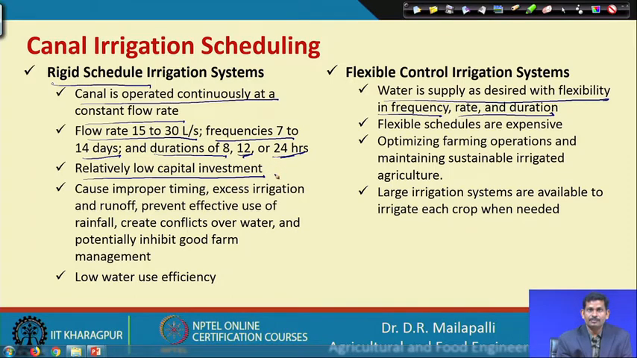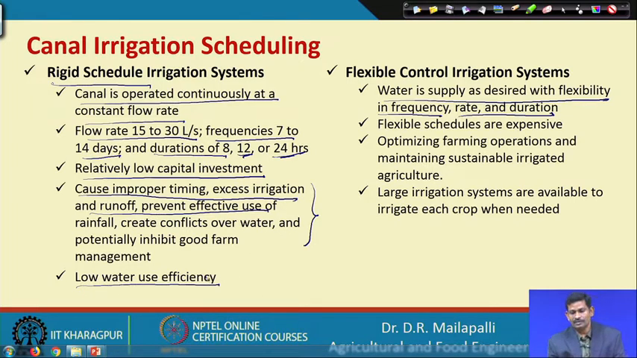That is why this is a rigid schedule, and it has relatively low capital investment, since the flow rates and supply times are already predefined. But it causes improper timing, excess irrigation and runoff. This is the main drawback of this system. Since you are not noticing the demand, you are supplying at a constant rate and specific time, so the water you release may not be utilized by the farmer at the farm level. That is the main reason for low water efficiency.